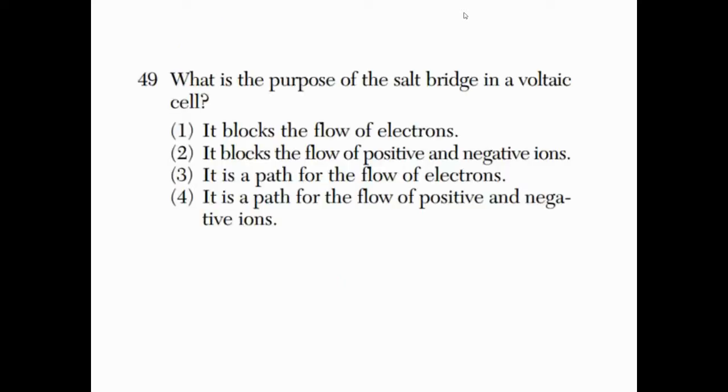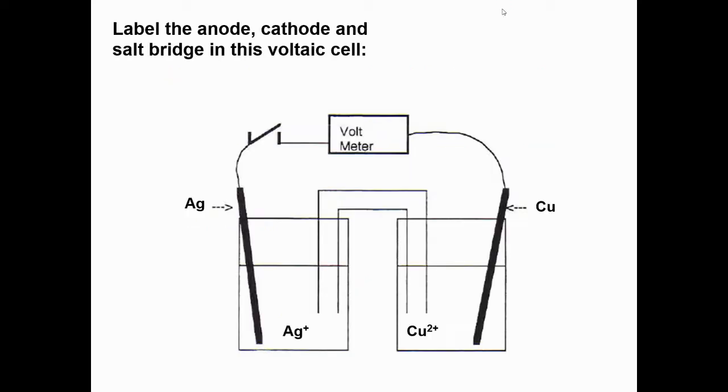Just a couple of practice problems. Here we go. What's the purpose of the salt bridge? It's for ions to travel back and forth, okay? Electrons go through the wire. Ions can travel through the salt bridge. In my demo, I used a sponge for the salt bridge so that mobile ions in solution can go back and forth through that sponge salt bridge.